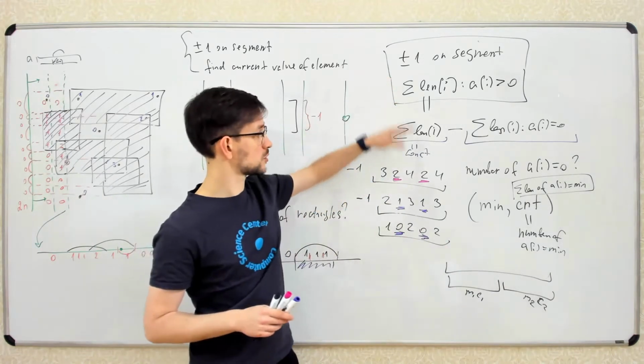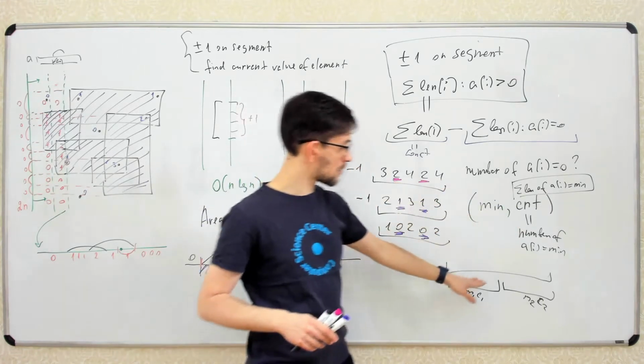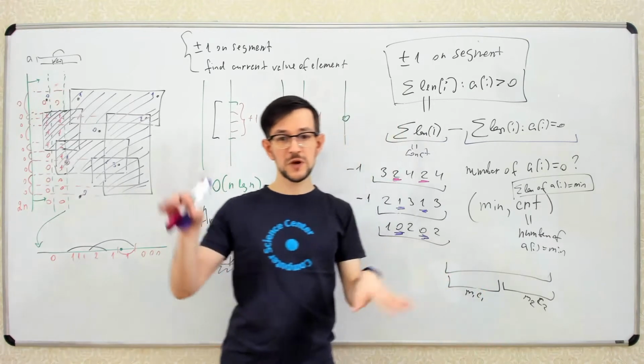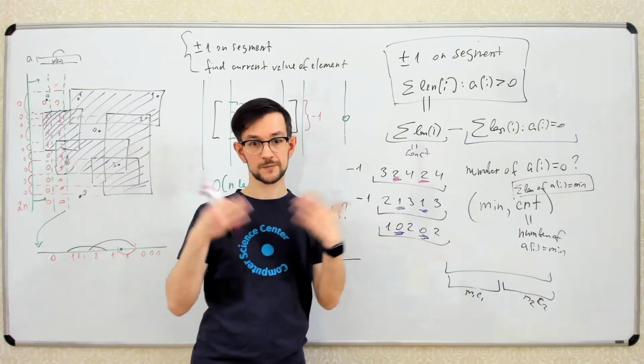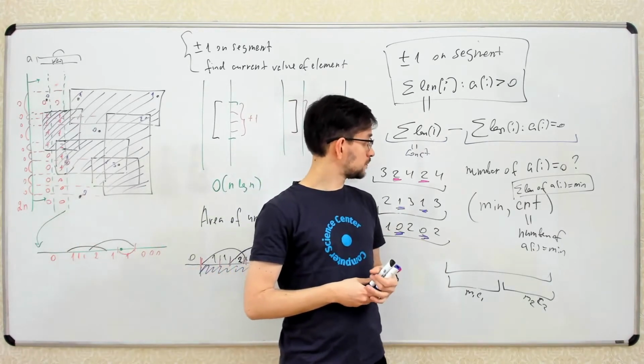So when you apply this operation, again, this minimum is changed but this counter is not changed. And when you combine two segments into one, you just take the minimum of these two minimums. If minimum is different, you take one counter. If minimum is the same, you take the sum of these counters. Good. That's all.